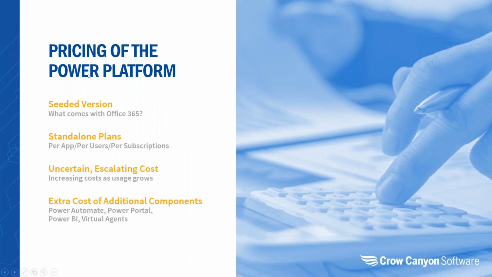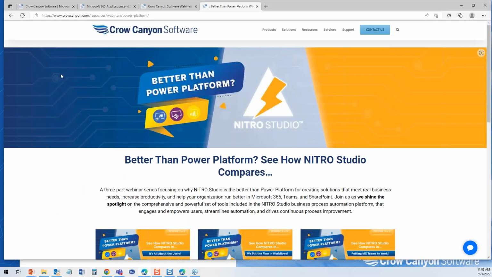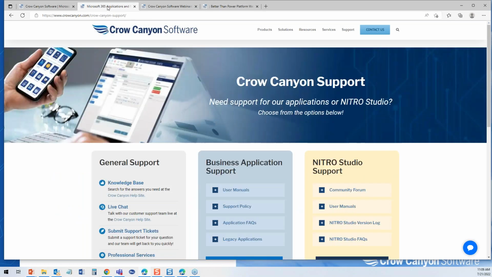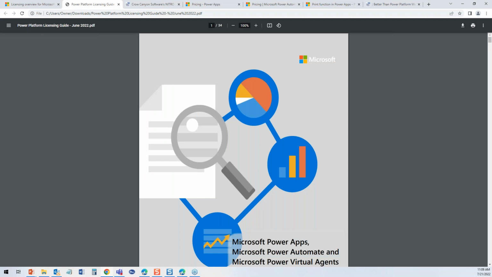We're going to look a little bit at the pricing of Power Platform and take a look at what comes with Office 365, what's in the standalone plans, and then talk about the uncertainty of the cost and how they can escalate, and there'll be hidden costs and extra costs of bringing in these other components. So one thing I think is a great example, and give me a moment here to bring it up, is to take a look at the Microsoft, where is it? Okay, it must be on the other browser, the Microsoft pricing guide. Here it is, right here.